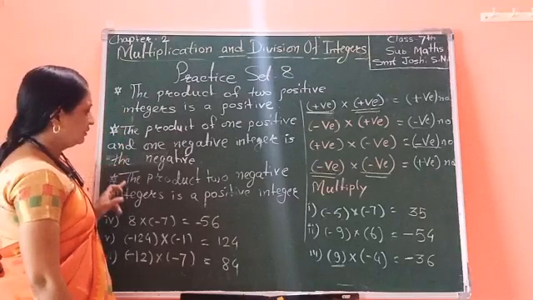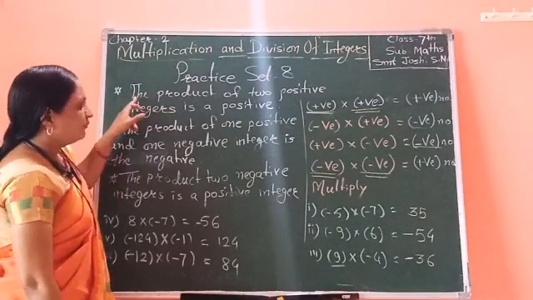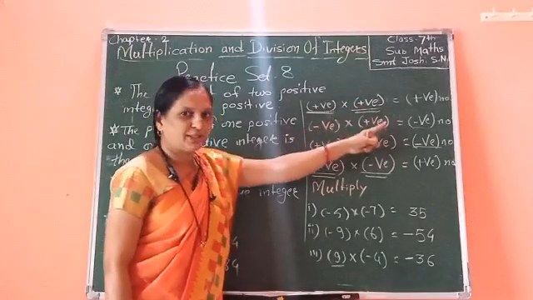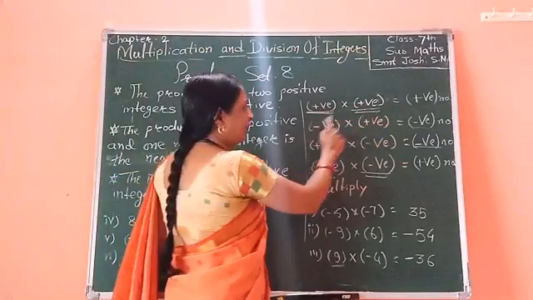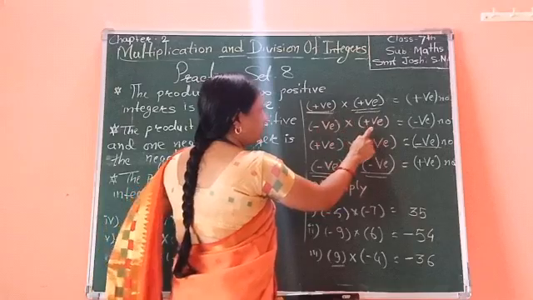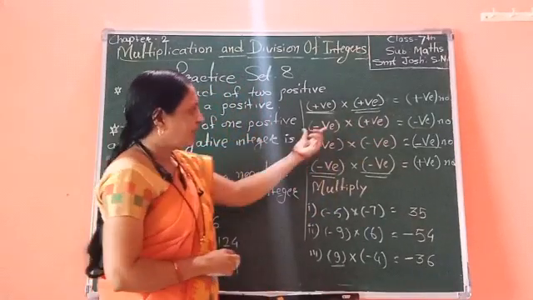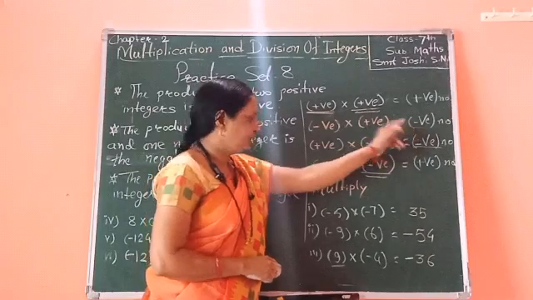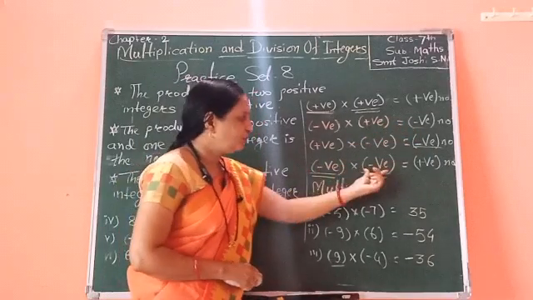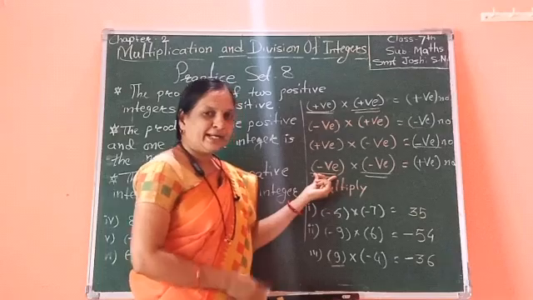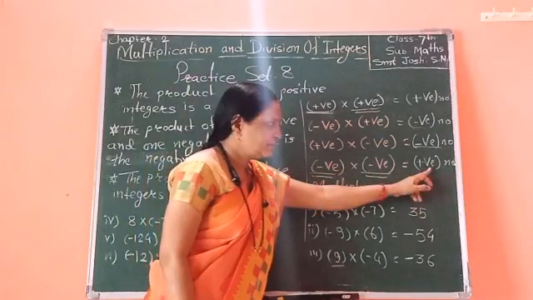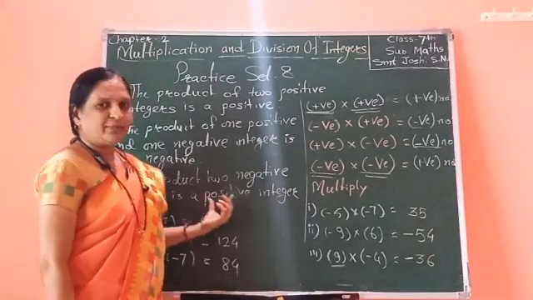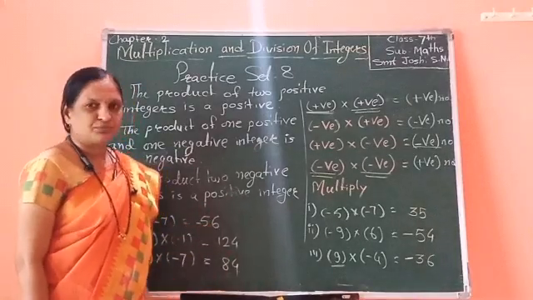Remember all the points. When both numbers are positive, the product is positive. When one number is negative and one is positive, the answer is negative. When the given two numbers are negative, then the product is positive. You solve the remaining examples in your textbook.